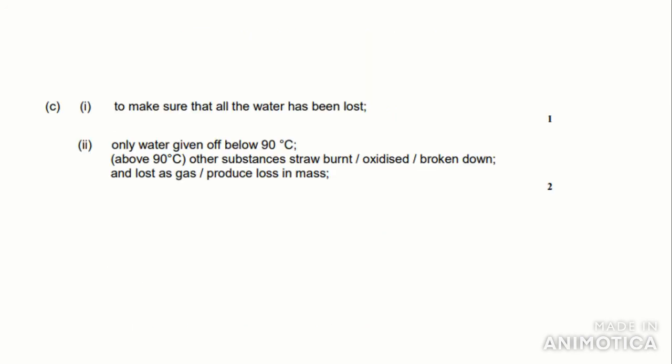So if we look at the mark scheme, the first part, to make sure all the water has been lost. No nonsense, 1 mark. In the second part, only water given off below 90 degrees, which we wrote. So above 90 degrees, other substances in the straw are burnt or oxidised or broken down and lost as gas, producing loss in mass, which we wrote as well. It doesn't matter which one of these you put, you still get the marks.